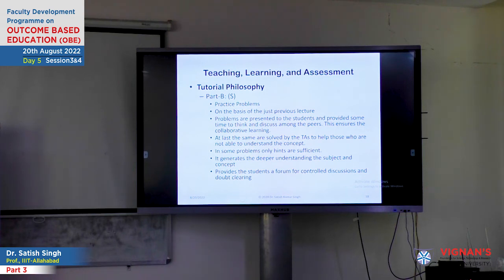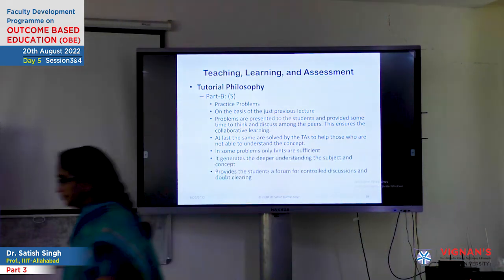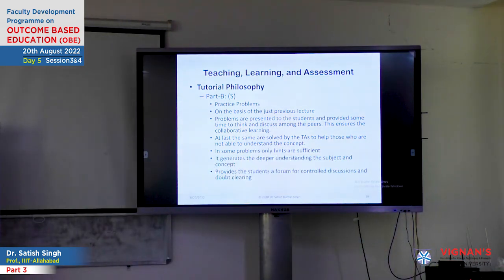Part B is the S component. Here there are certain practice problems. Okay, the first one was the review questions. Here there are certain practice problems. So on the basis of just the previous lecture, problems are presented to the students and they are provided some time to think and discuss among the peers. Means the peer opens the slides and the question is thrown in front of all the students. And then it is said, okay, solve this question.